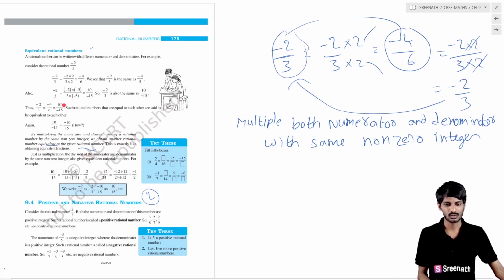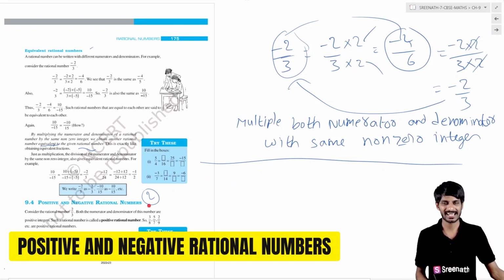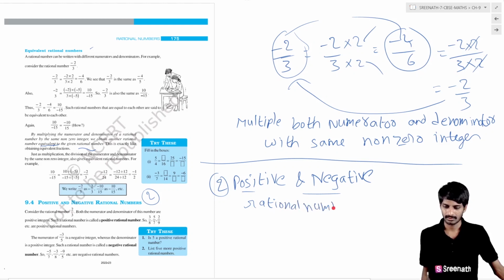Okay students, so that is about the first topic. We have completed the first topic. Now we are going to start the second topic, that is positive and negative rational numbers.